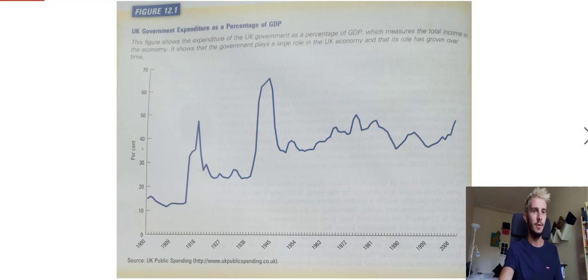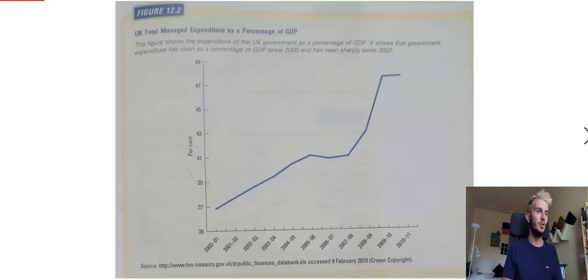Alright, let's move on. The next thing we should mention is the UK total managed expenditure as a percentage of GDP between 2000 and 2010. So similar stuff, right? We can see 2 more years compared to the last graphic, where we see since 2008 again it grew.